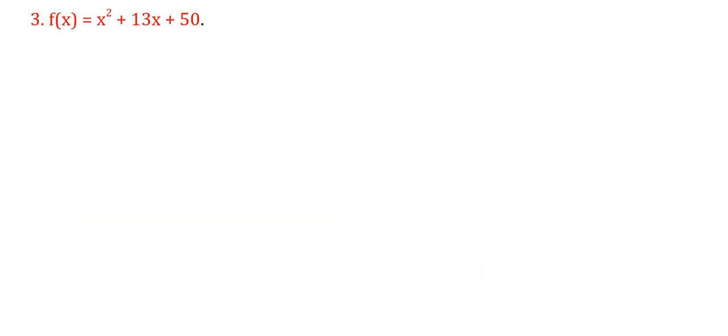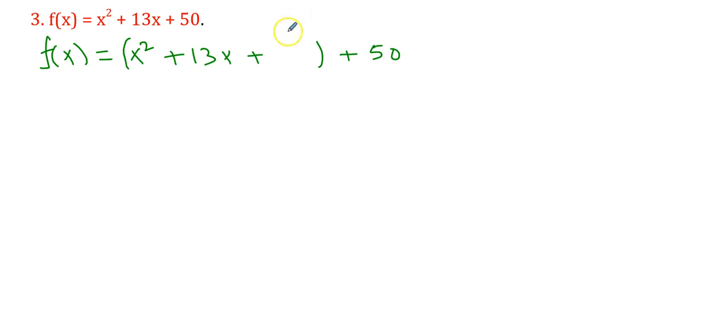Now last example. Here I have an odd number. That's why we need to be extra careful while dealing with such an odd second term. It's not difficult, but you'll have to deal with fractions. So f of x is equal to x square plus 13x plus, I leave space for the third term, plus 50. Now the second term, this 13, I have to handle that 13.